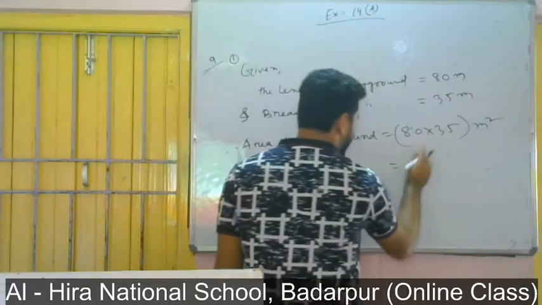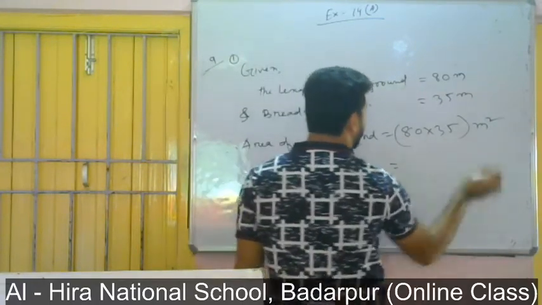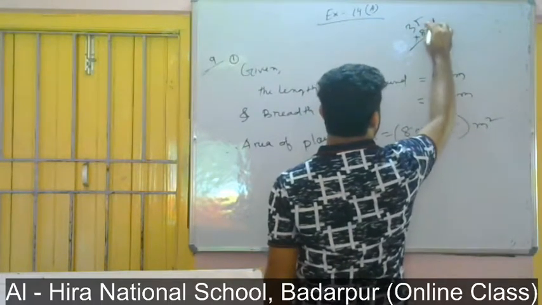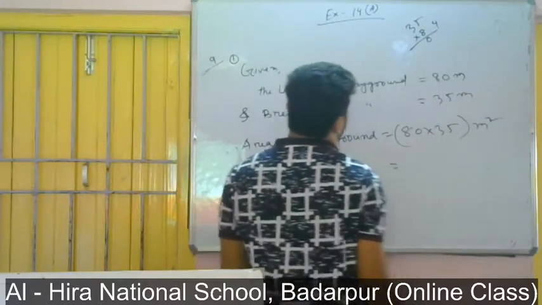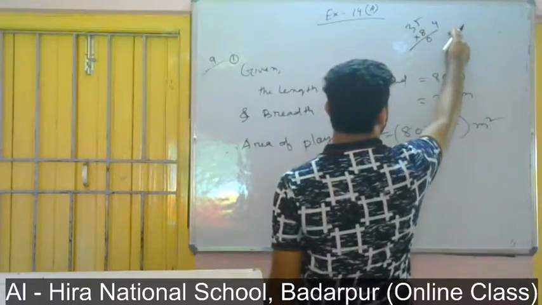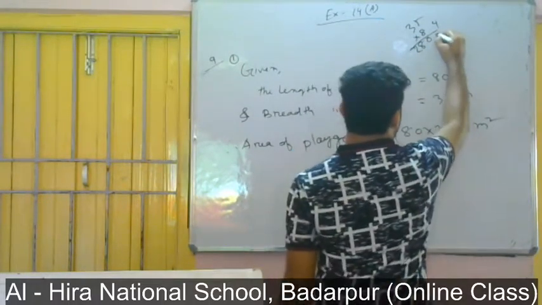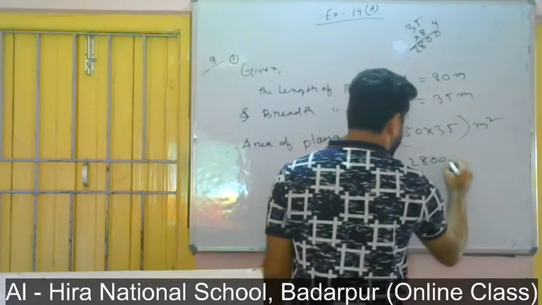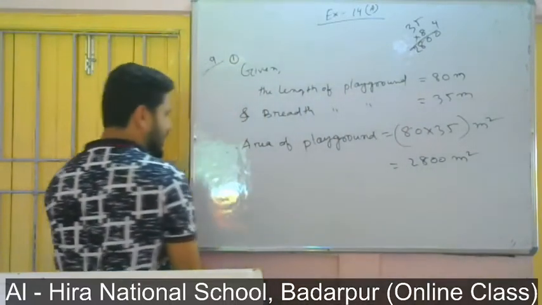If I multiply, then you just multiply with 8, then after that you put 0 in the result. So 35 times 8: 5 eights are 40, and carry 4, then 3 eights are 24, 25, 26, 27, 28. That means we are getting 280, and with the 0 there, 2800 meter square.